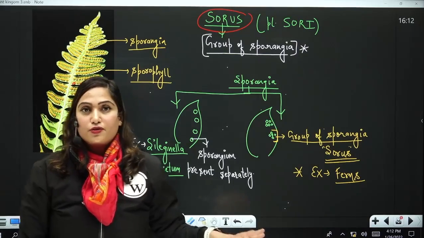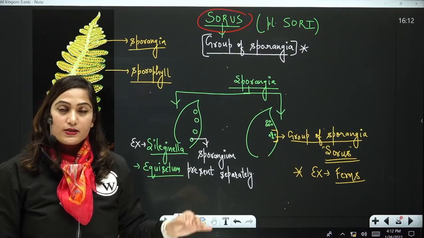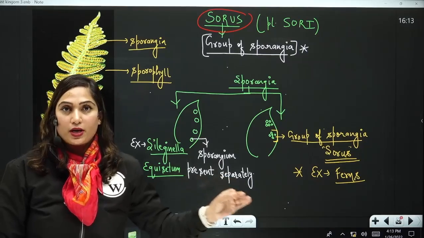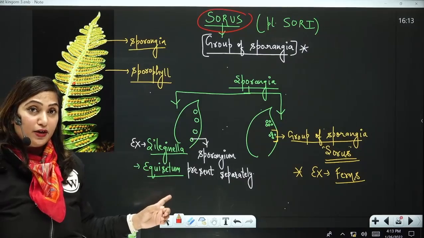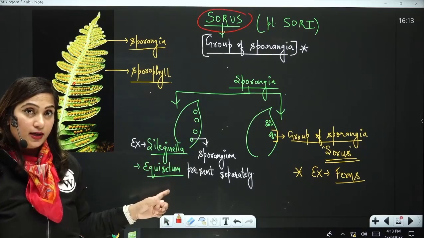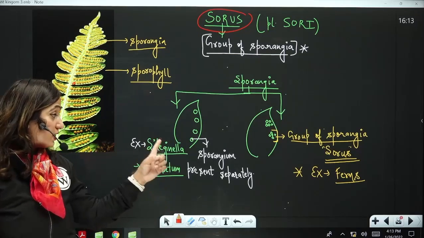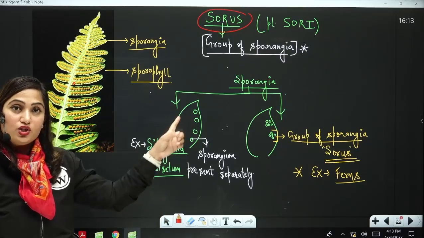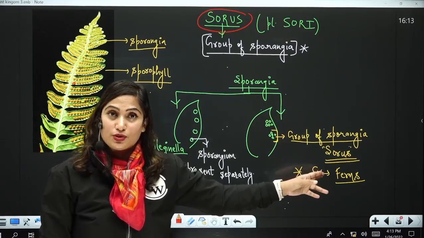Sorus is present in ferns. Learn with me. Sorus is present in ferns. What is sorus? Group of sporangia. In other pteridophytes like Selaginella and Equisetum, these are not ferns. These are pteridophytes, but they are not ferns. Selaginella and Equisetum do not have sorus. The sporangia are present separately, but ferns have sorus.